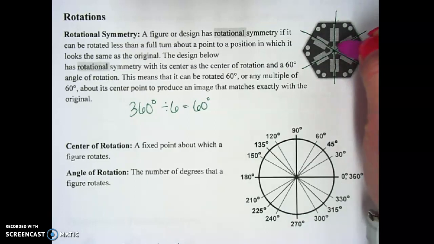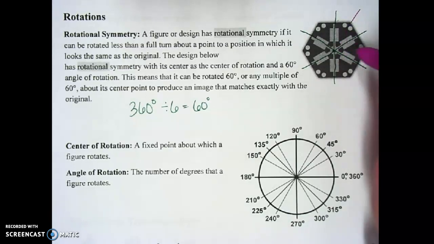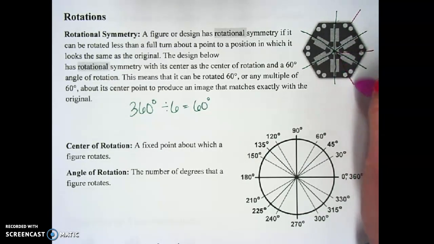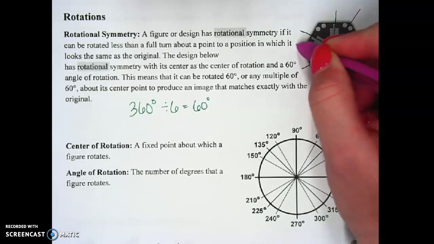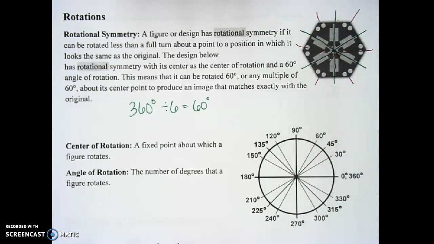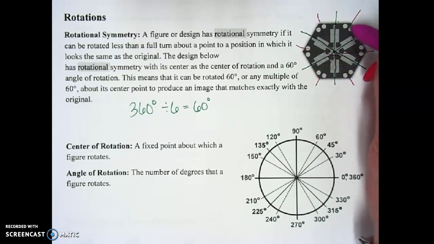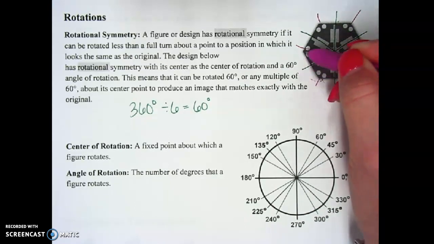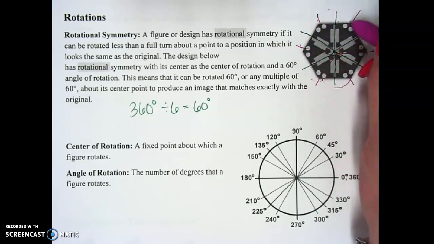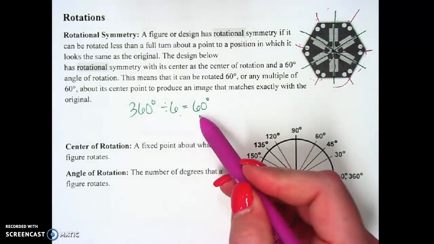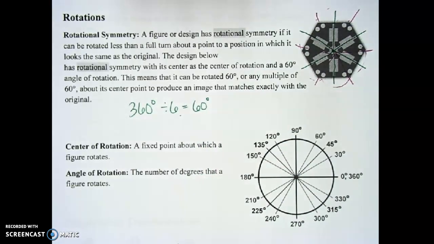I could have also split up the picture through the dots. As I turn it, and turn it, and turn it, it's going to keep looking the same. From here to here, from here to here, every time it looked the same, but I could still spin it just 6 times. So we would say it has 60 degrees of rotation.